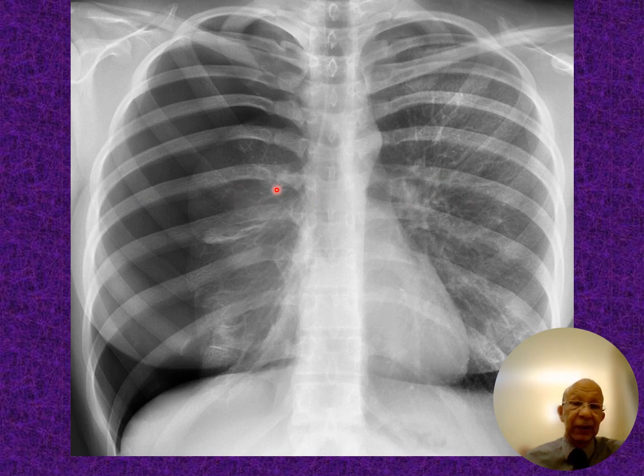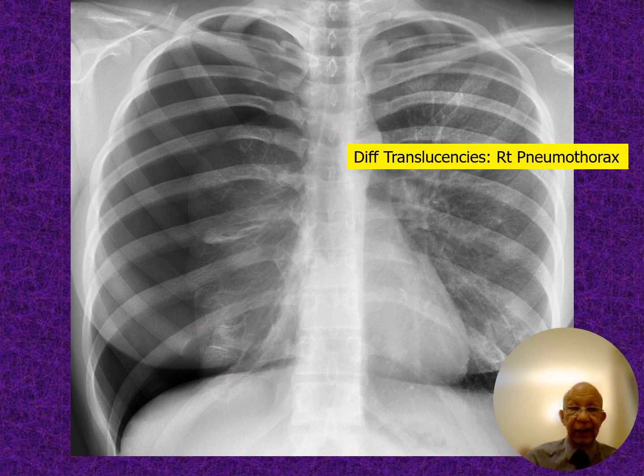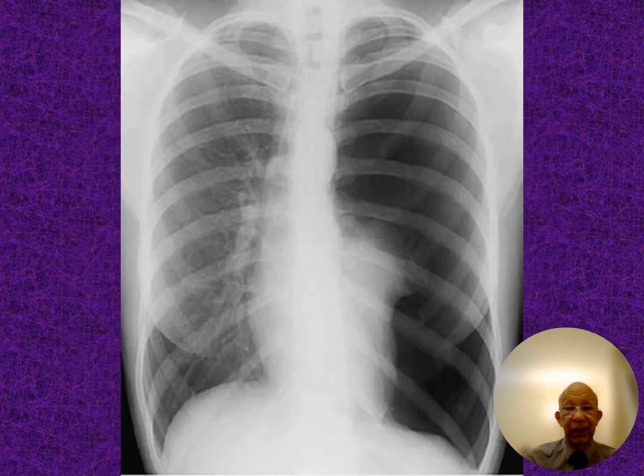Okay, now you can see that the rule here is broken. This is more black than this one, right? And this is simply a pneumothorax. You can just see the edge of the lungs here. This is a pneumothorax. Okay, right? So different translucencies, right pneumothorax. And again, different translucencies, left pneumothorax.